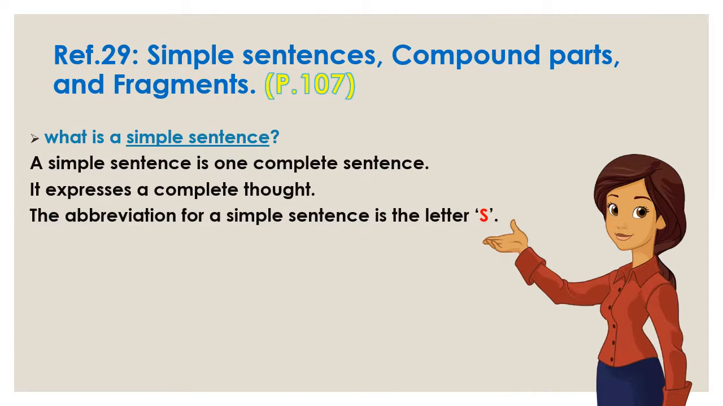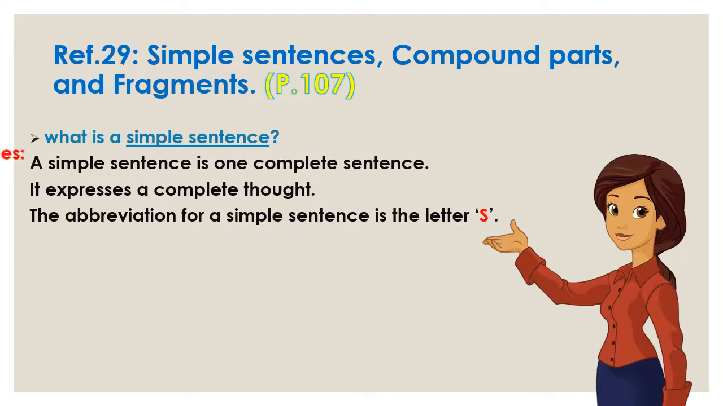Now let's see. What is the abbreviation for a simple sentence? Abbreviation, we can say short term or we can say the label, okay? So I have many things, remember, when we took so many abbreviations. So the abbreviation or the short term for the simple sentence is the letter S. So capital S, the letter S in capital, it is the abbreviation of a simple sentence. Okay? So this is what you need to know about a simple sentence.